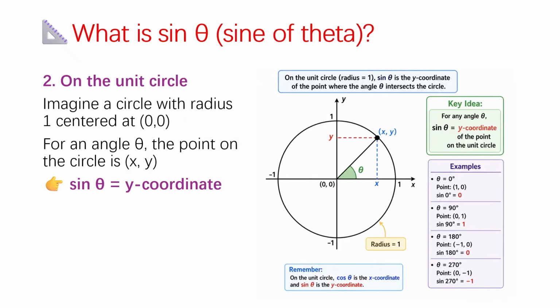Now, let's look at sine from another perspective, the unit circle. Imagine a circle with radius 1 centered at the origin. When we draw an angle θ, it lands on a point on the circle with coordinates x, y. In this case, sinθ is simply the y-coordinate of that point. So instead of a triangle ratio, sine now represents how high the point is on the circle.